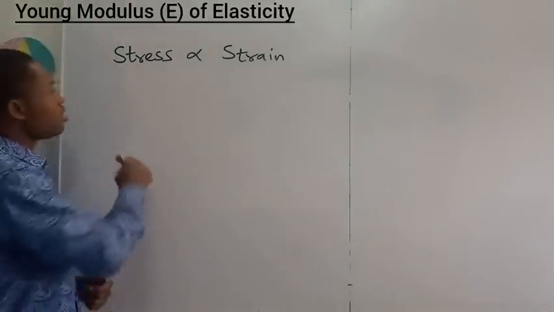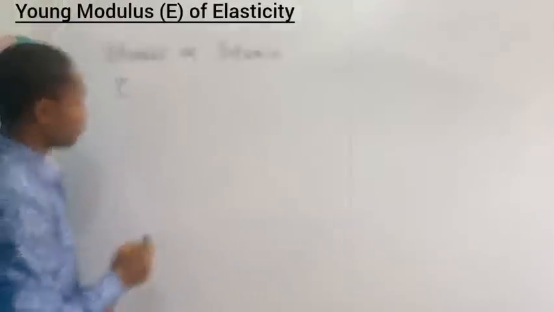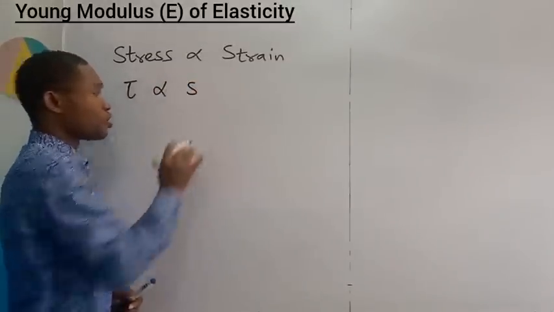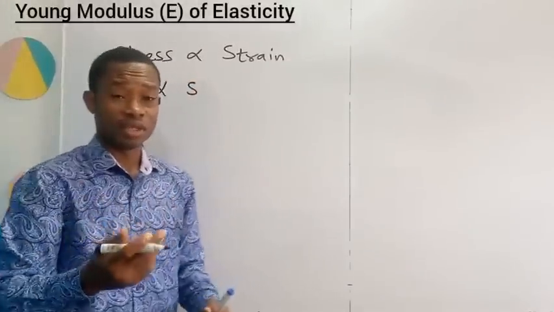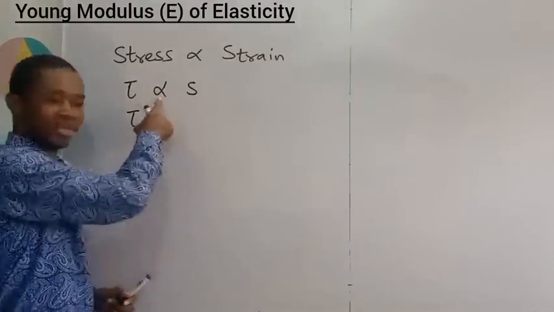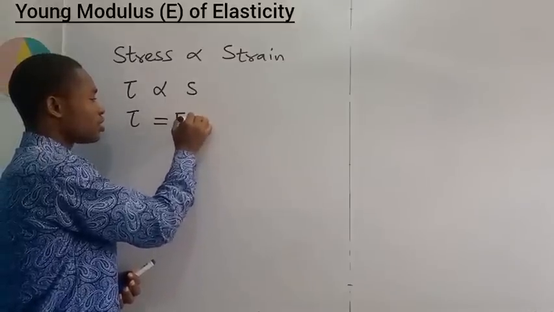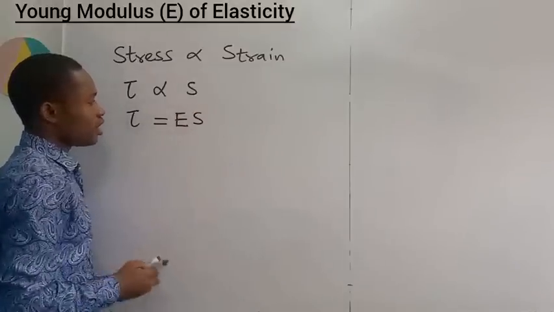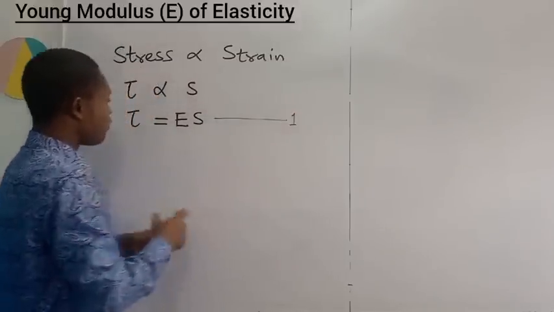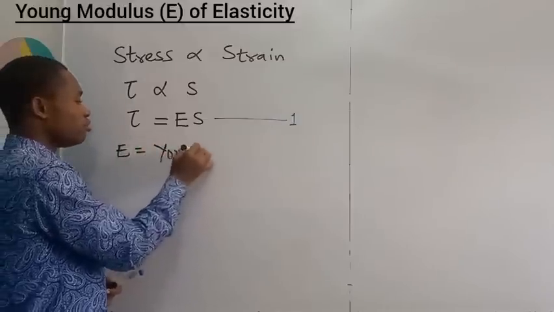Now permit me to use this symbol for stress. This symbol is a Greek symbol, tau. Permit me to use it for stress, then permit me to use S for strain. You can use any symbol you want. Now, if that is the case, then tau is going to be equal to the constant we use there. I'm going to use capital E to represent the constant, so it's going to multiply S. And that capital E is called the Young modulus. Is that okay? So this is our first equation here, where E is equal to Young modulus.